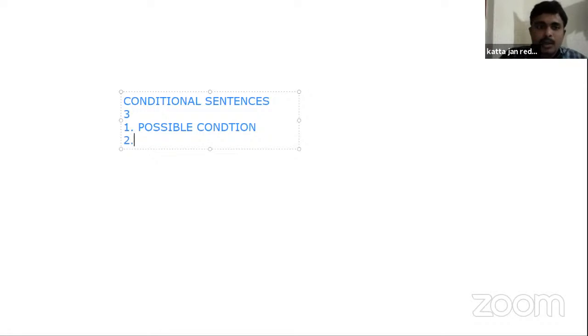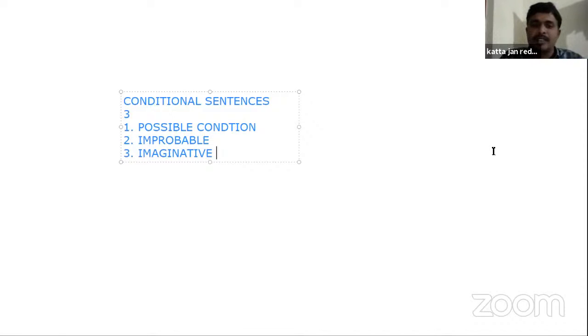So that is conditional sentences. Conditional sentences is a very, very important topic. In each of the competitive examinations, at least one question is asked. Actually, there are three types of conditions. Number one, possible condition. Number two, improbable condition. Number three, imaginative condition. So three conditions are there: possible or probable condition, second, improbable condition, third, imaginative condition.